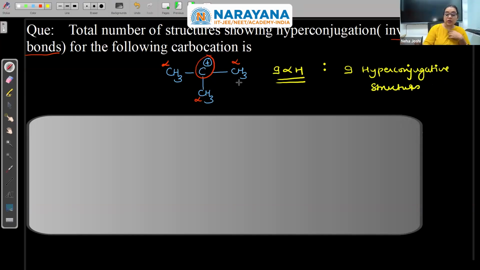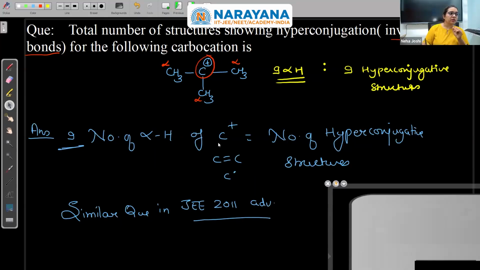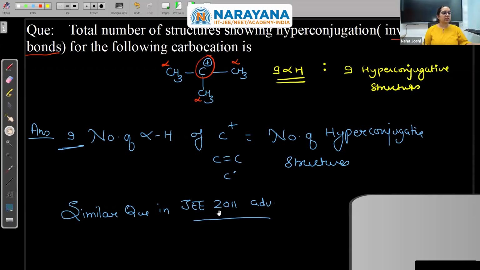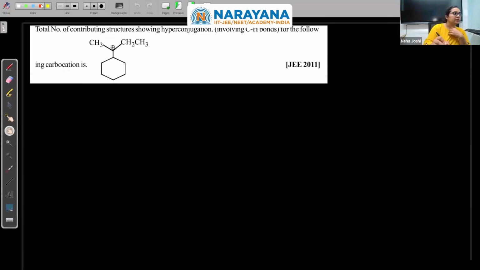Okay. Yes, I said you can have deuterium also. In this question, we are having CH. But if it is asked, deuterium will participate in hyperconjugation, though the effect of hyperconjugation with hydrogen is more pronounced, is better than with deuterium. Okay, so this was the question. And the number of hyperconjugative structures is simply the number of alpha H to C plus, or to C double bond C, or to C dot. A similar question was asked in 2011 Advanced. This was the question asked in 2011 Advanced.